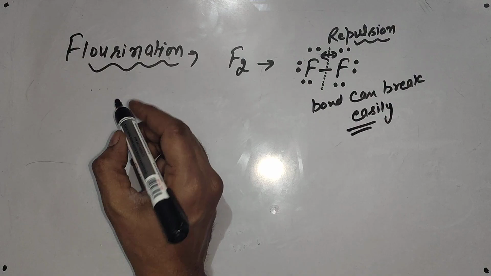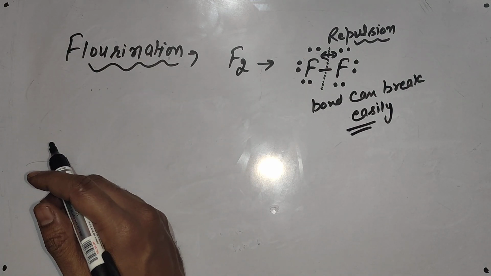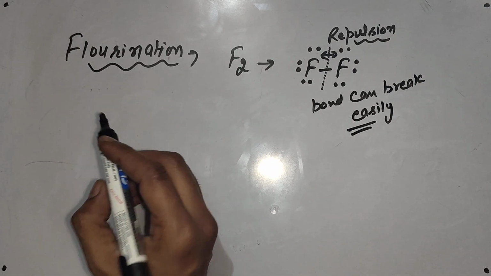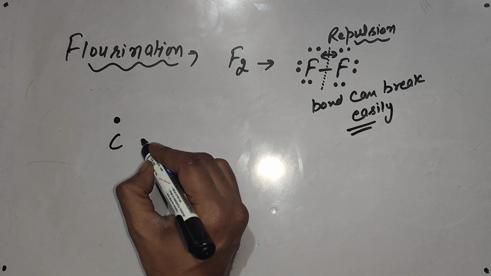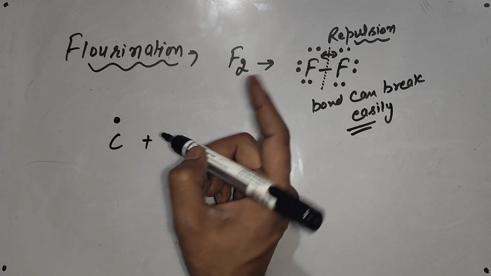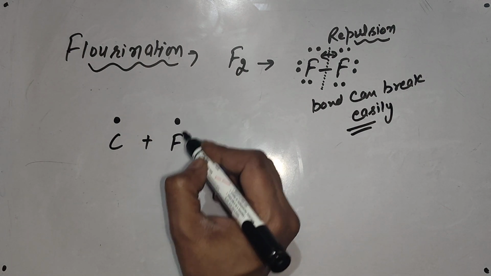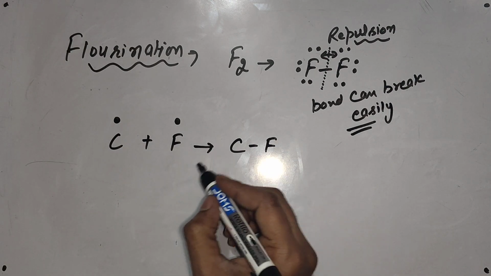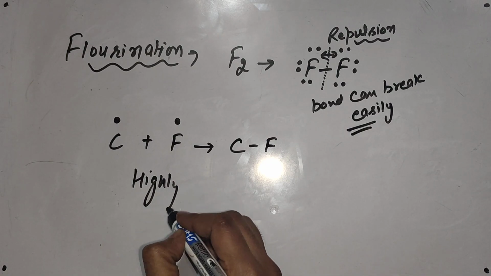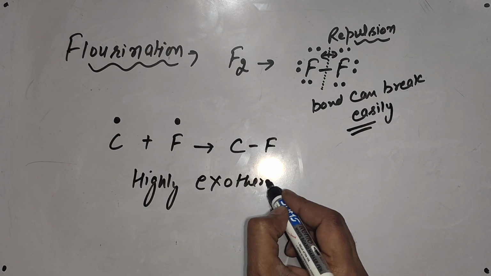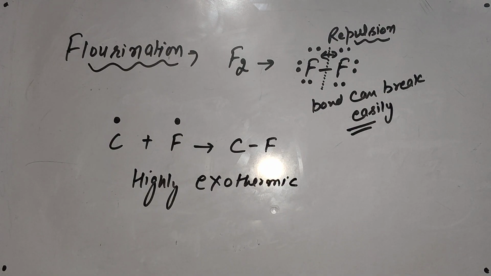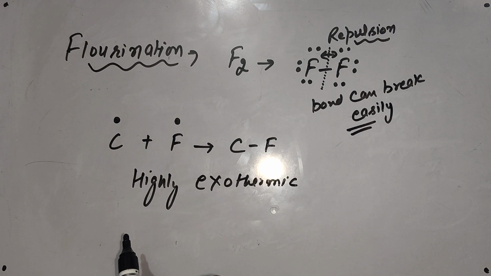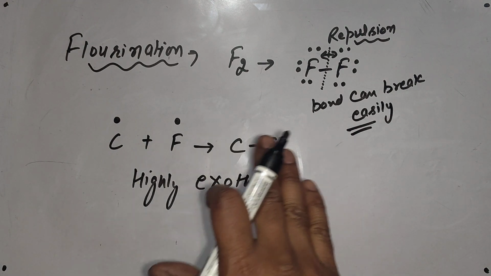Now secondly, when it reacts with an alkane, we know the reaction happens through a free radical mechanism, and in the free radical mechanism there is one step in which a carbon free radical combines with a halogen free radical. Like in this case we have fluorine, so a fluorine free radical will be there and a C-F bond will generate. This step is highly exothermic. A lot of heat energy is evolved during this step. And that heat energy is uncontrollable.